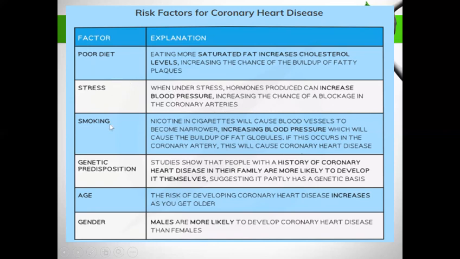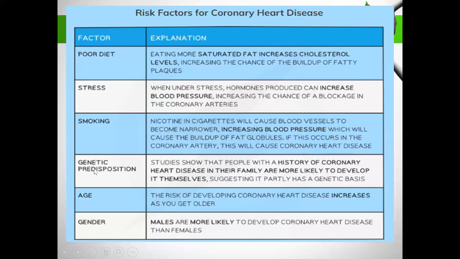Now, the third factor is smoking. In smoking, some particles, specifically nicotine in the cigarette, will cause blood vessels to become narrower, increasing blood pressure, which will cause the buildup of fat globules. If this occurs in the coronary artery, this will cause coronary heart disease. Okay, so smoking is a cause of coronary heart disease.